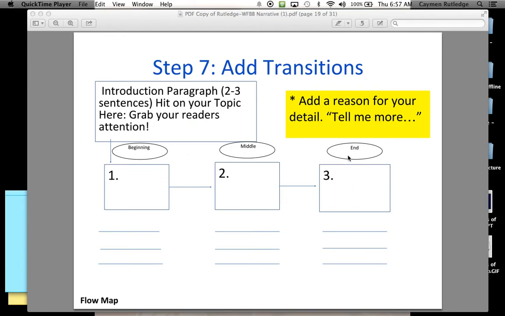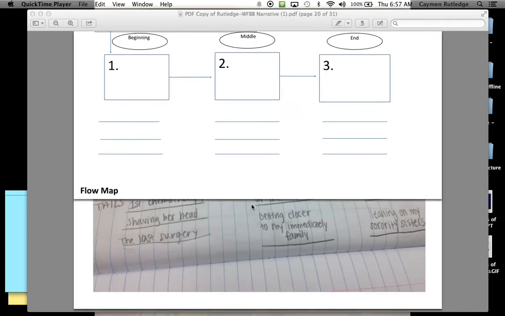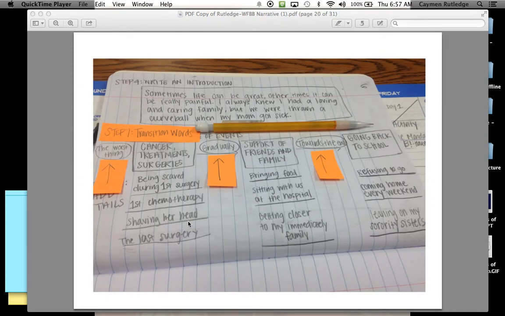So take a couple minutes, pause the video so you could pick out some transition words to use. My transition words that I used are right here. You can see with the arrows right here in the orange. I used the worst thing for my transition into my first detail because I'm going to talk about my mom's cancer treatments and surgery. So I'm going to start with the worst thing and then go into that.